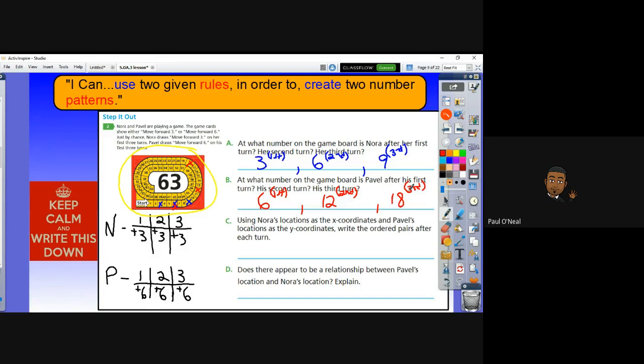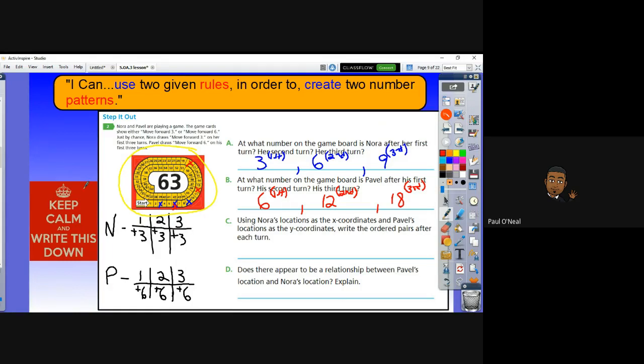C, it says using Nora's locations as the X coordinates and Pavel's locations as the Y coordinates, write the ordered pairs after each turn. Now, let me stop for a quick second. If you remember what Mr. O'Neill had mentioned, right? I had said that the ordered pair, of course, is an X and a Y coordinate. It needs to have an X and a Y coordinate, okay?